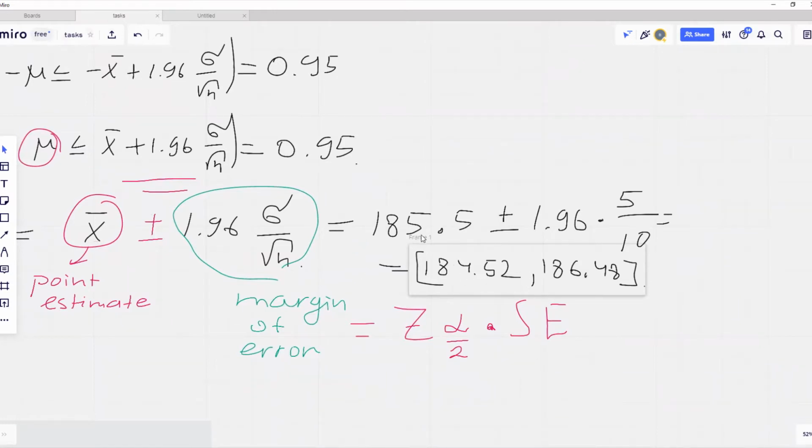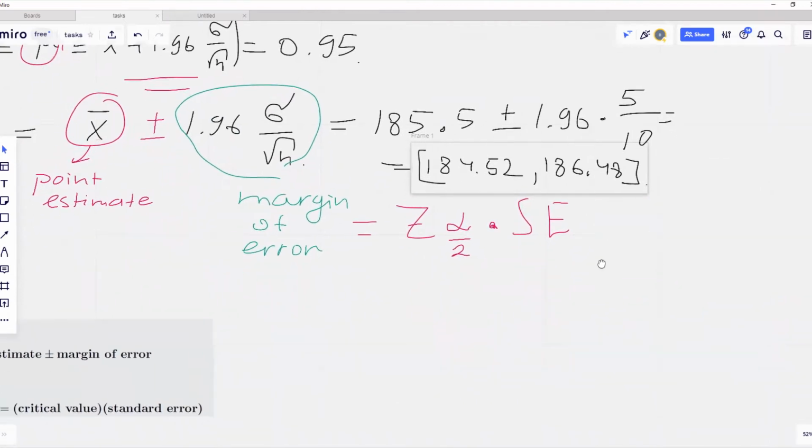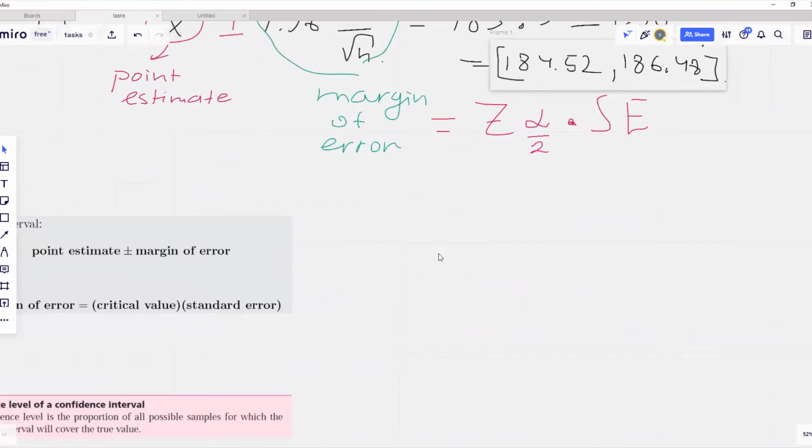Then our confidence interval is the following: 185.5 plus minus critical value of 1.96 multiplied by standard deviation of population 5 divided by root of sample size, which is 100. So this is 10. So here is our 95% confidence interval.